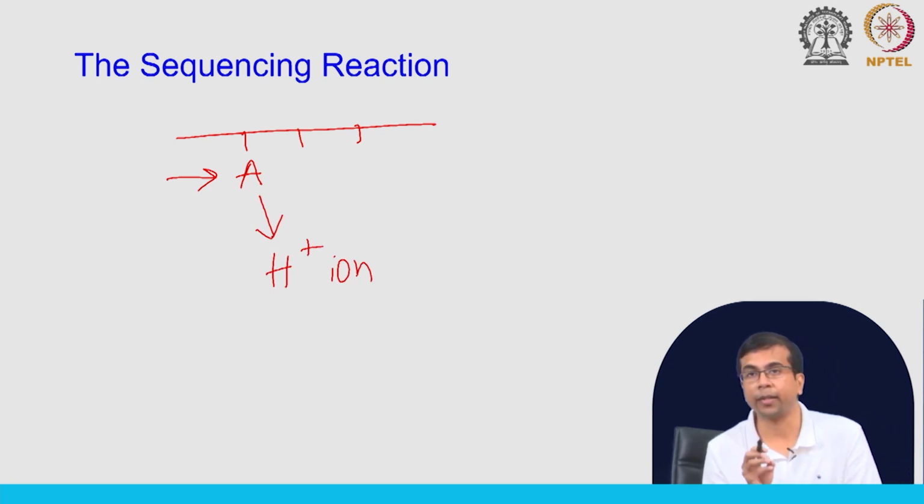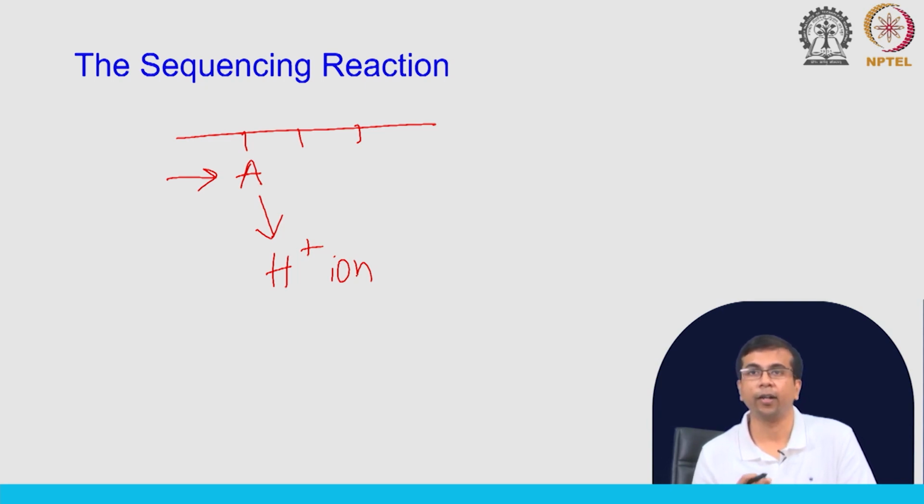So, every base addition will lead to the release of an H+ ion. If you look at the polymerization reaction, you will see this H+ ion comes in, and the detector then detects this H+ ion. The moment it detects an H+ ion, it will say there is an addition of some base, and this way we can do the base call.